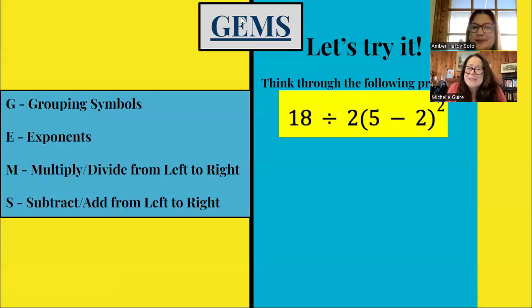Uno más. So next we have 18 divided by 2 times the quantity 5 minus 2, whole thing to the second power, meaning the whole quantity that's in parentheses to the second power. So first step, we do what's inside the grouping symbols. And notice we do have an operation: we have 5 minus 2, and that's it. So we're going to go ahead and do that first. So 18 divided by 2 times 3 to the second power.